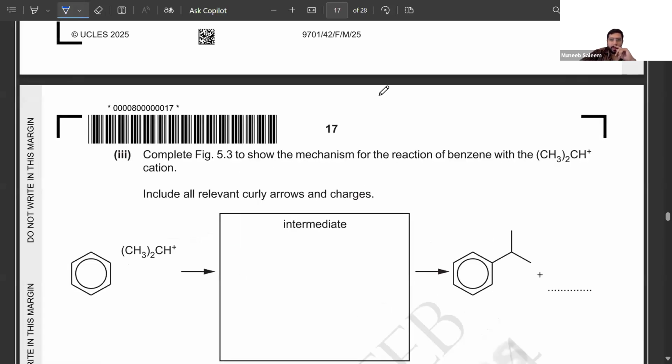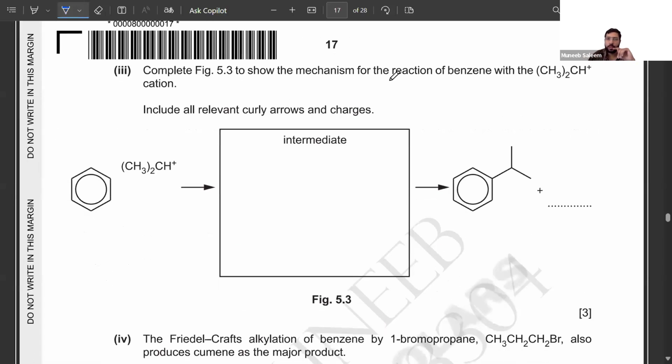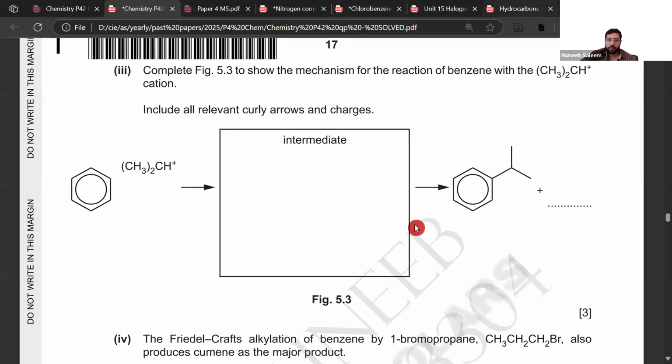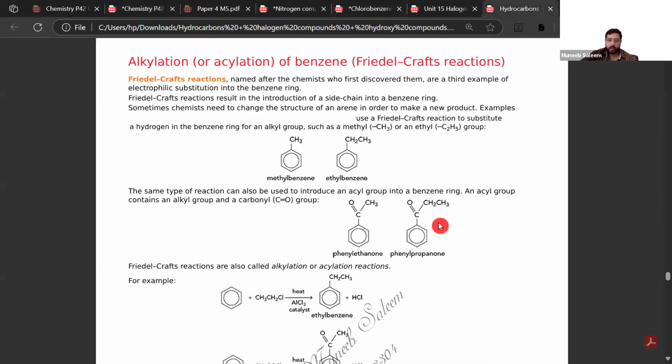Now the next question, number 3: complete figure 5.3 to show the mechanism for the reaction of benzene with this cation. Include the relevant arrows and charges. Whenever we have this type of reaction and we have to indicate the mechanism, we must indicate all the arrows and charges, the breaking of the double bond or lone pair of the benzene, and then the formation of the positive charge. For this purpose, I will show a picture of this. You can see here how we have the reaction.